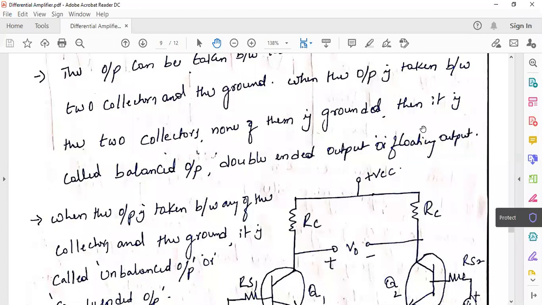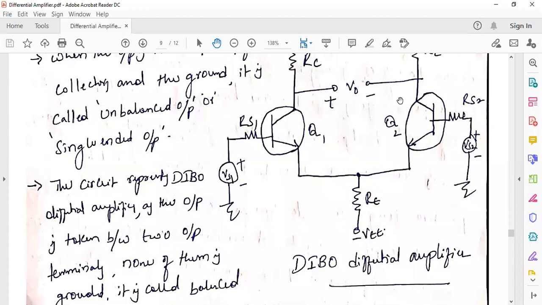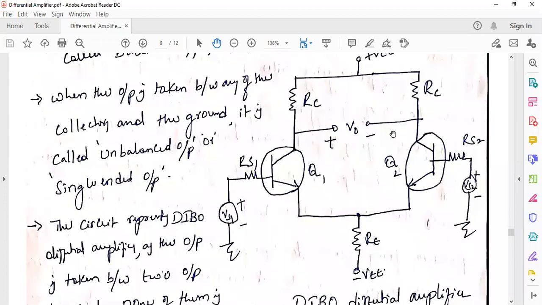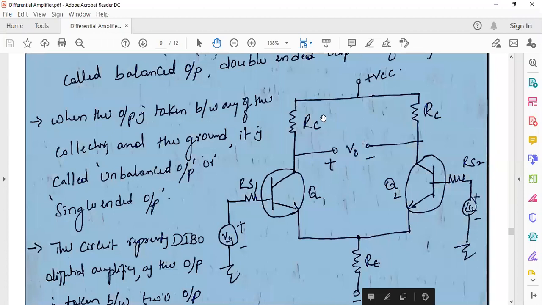So this is the basic differential amplifier configuration, which is a dual input, balanced output differential amplifier. This is a basic differential amplifier configuration. It is built by using two emitter bias circuits.